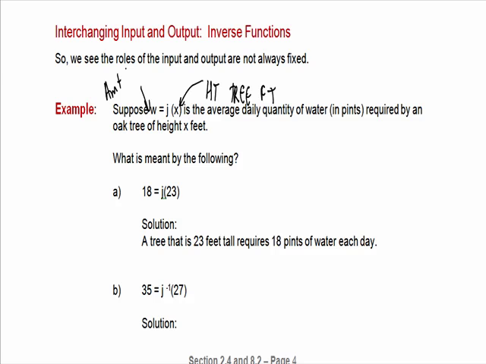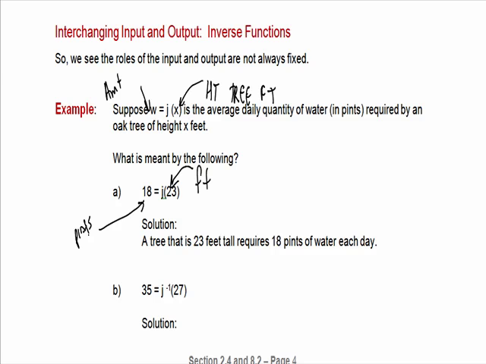Now if I take a look at the first example, it's asking what's meant by the following: 18 is J at 23. Notice inside the parentheses is the 23, so that tells me that's 23 feet. On the other side, the 18 has the location of the W, so that tells us the amount of water, which is pints. So what we've learned is a 23-foot tree needs 18 pints of water. Put a little differently, a tree that's 23 feet tall requires 18 pints of water each day.